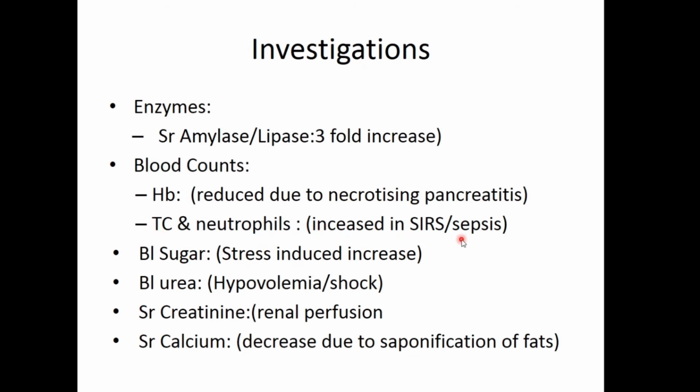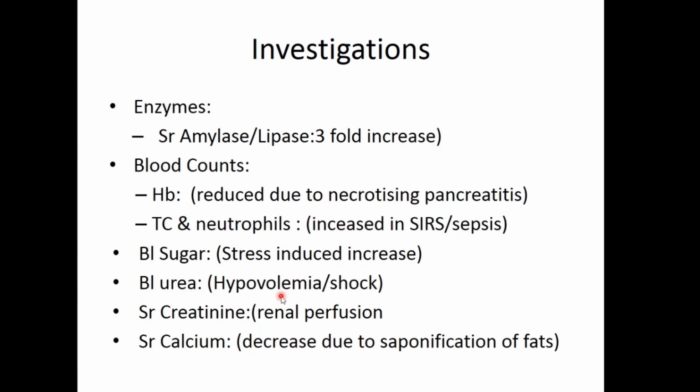Now, as far as total count and especially neutrophils are concerned, the total count in SIRS usually goes up, and if there is some superadded infection which has set in, then the neutrophil count continues to go up, and probably from SIRS the patient has progressed into sepsis. So basically, in the setting of SIRS, if you have infection, that is what is called sepsis. And as far as blood sugar levels, we have already discussed that there is stress-induced increase, so the patient has high sugar levels.